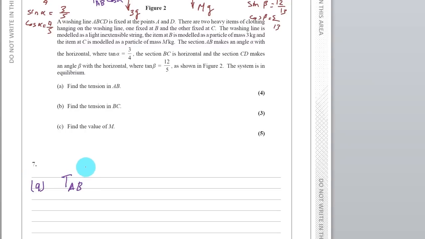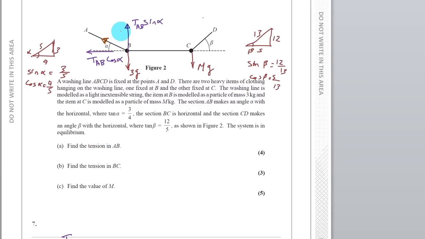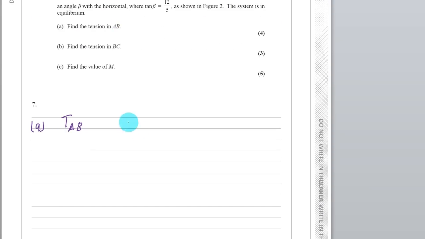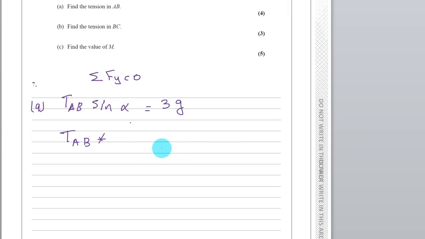So let us solve the first question, A. T_AB. Summation of F_y equal to 0. So T_AB sine alpha is equal to 3g. Sigma F_y is equal to 0. So T_AB multiplied by sine alpha, 3 over 5, is equal to 3g.